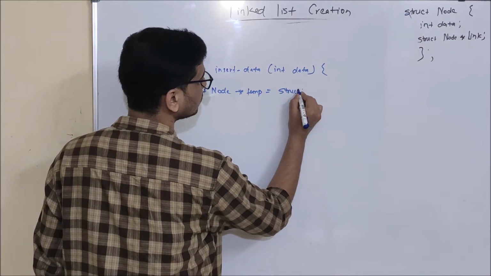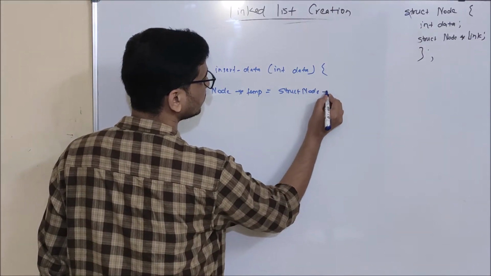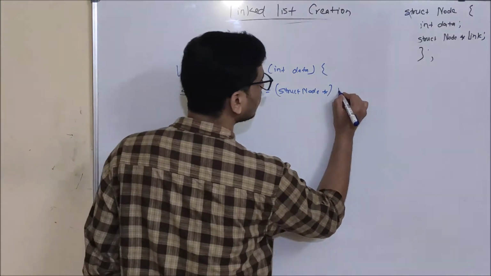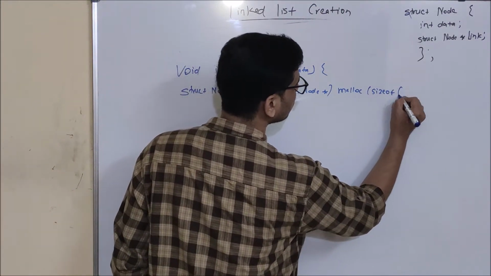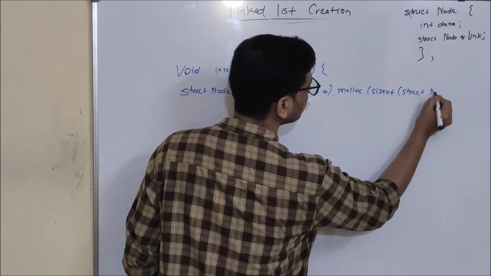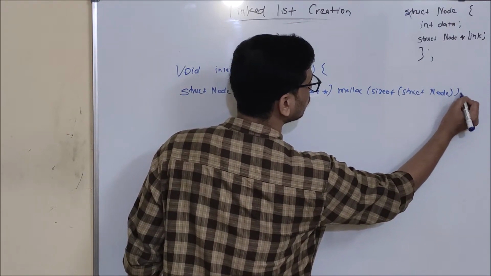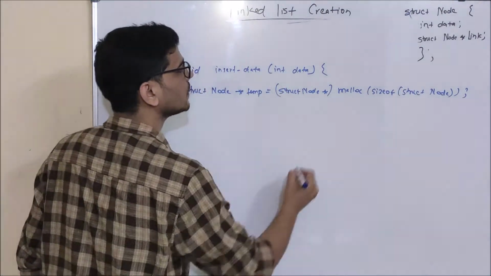struct node star malloc size of struct node. So what will happen after this line?